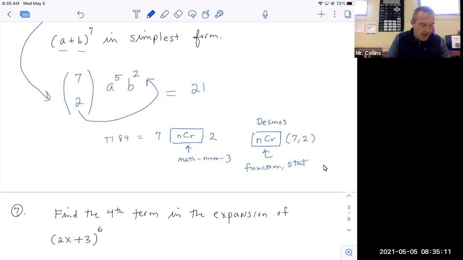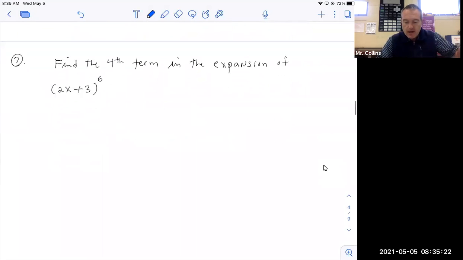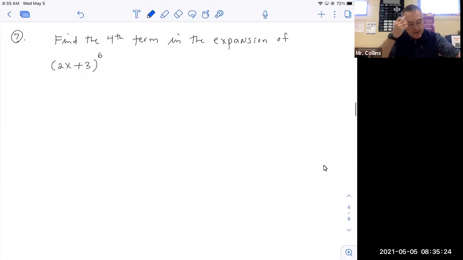Really not that tough of math. And then we have a to the 5th b squared, put a box around it because you're happier than a cat with 2 tails. Okay. All right, last problem here. I'm going to find the 4th term in this expansion, similar to what we just did, except a little tougher with the coefficients.